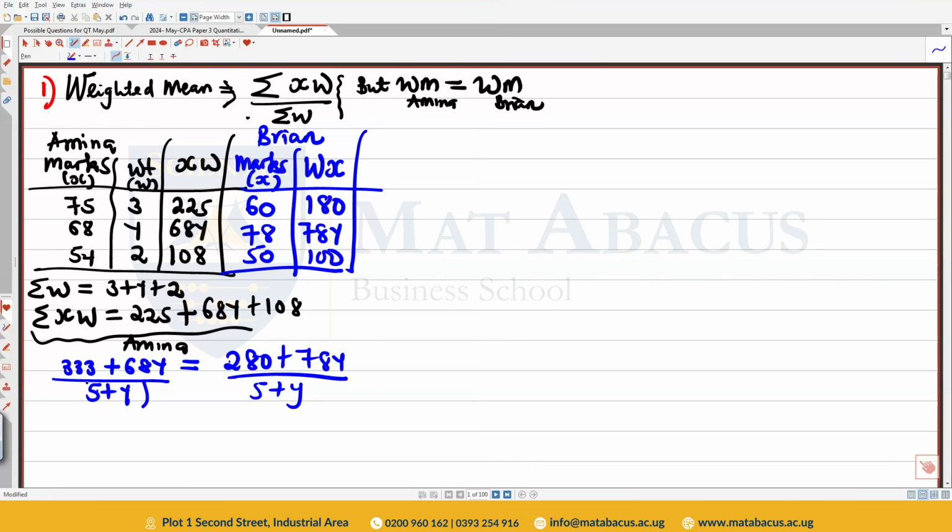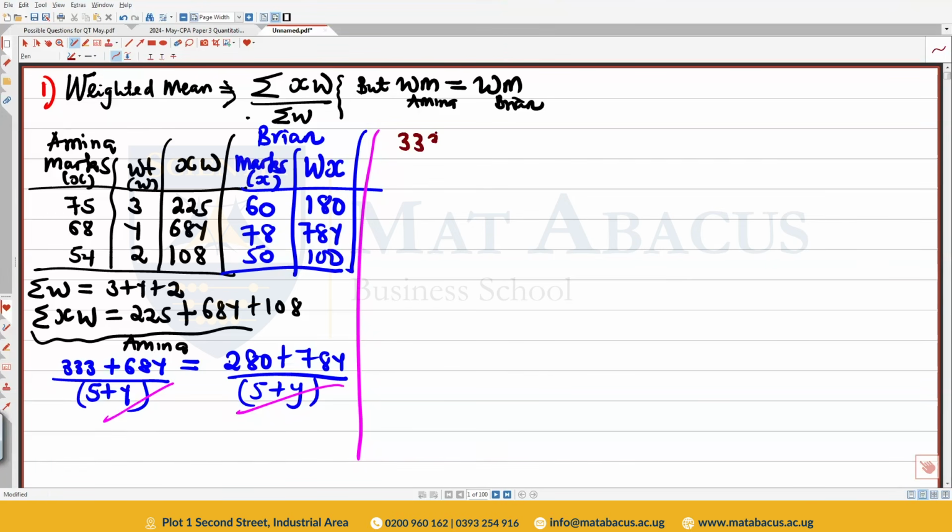Now, when you cross multiply, the 5 plus y is going to be crossed out. Why should 5 plus y be crossed out? Because they are the same. So 5 plus y is going to die, and then you will remain with something interesting.